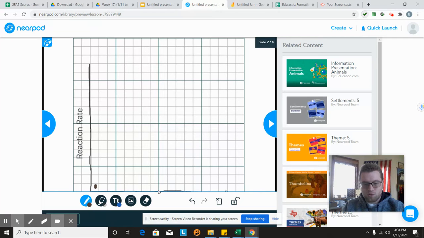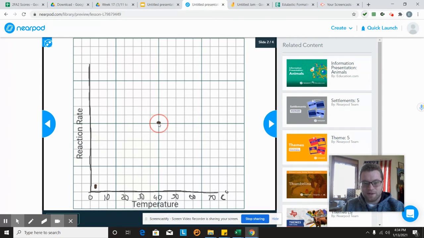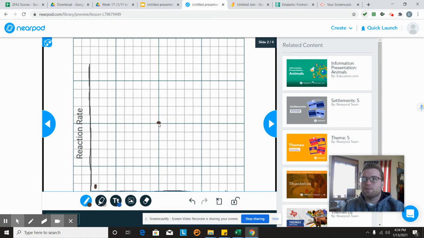So I'm going to put my line right here. So let's say that this is the peak right here of my chart, my graph. This is where the optimal temperature of the enzyme is, right? Because that's where it works the best, 40 degrees Celsius. But what would happen if it gets colder or hotter?